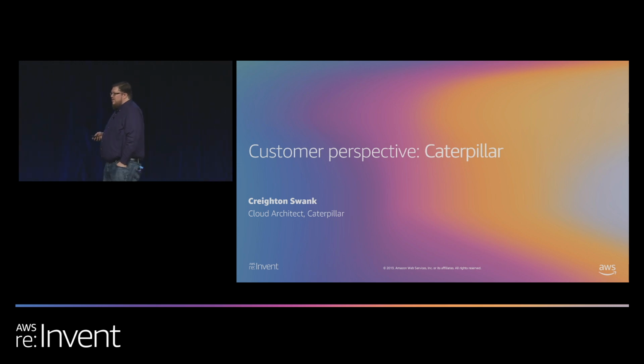Thank you, Jody. Good afternoon, re:Invent. My name's Creighton Swank. I'm a cloud architect for Caterpillar. We're a little over 3 years into our AWS journey. My team focuses primarily on AWS, sort of soup to nuts. So we do operations, consulting internally, as well as architecture. We work with a lot of the independent teams internally to enable connectivity and expose our services to customers inside of Caterpillar.